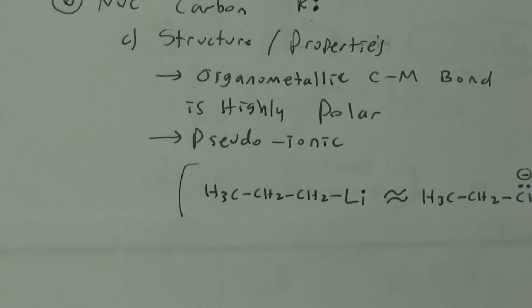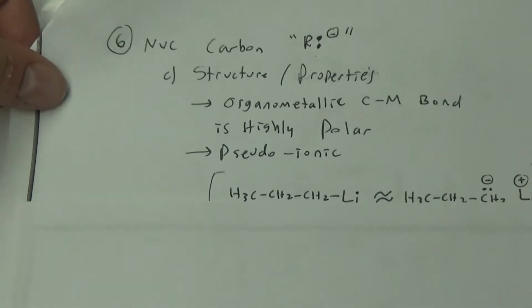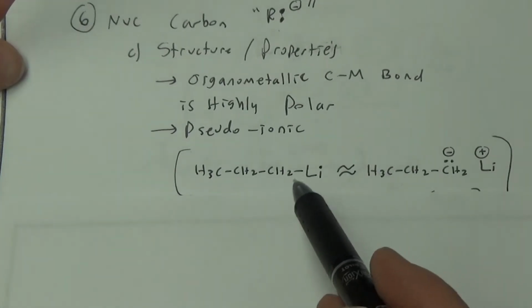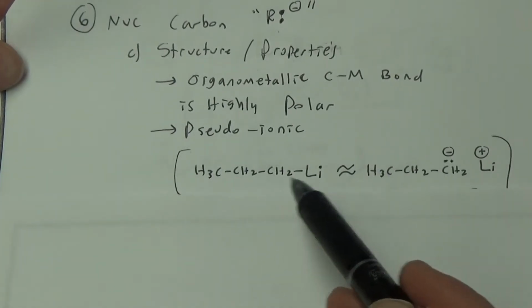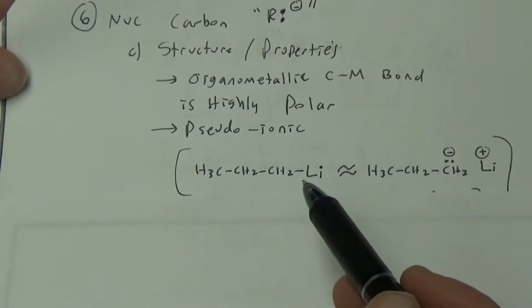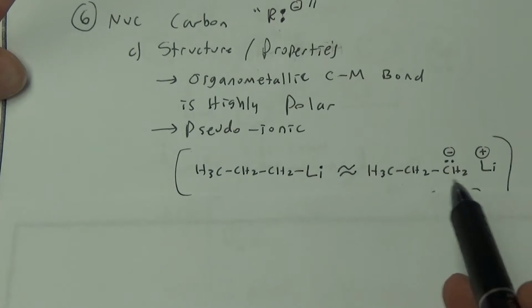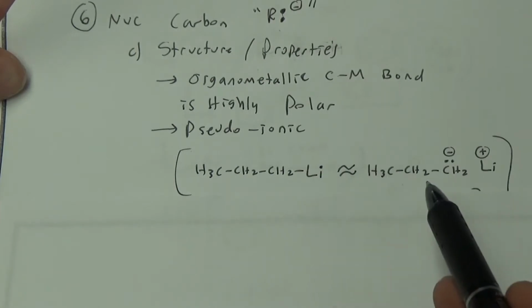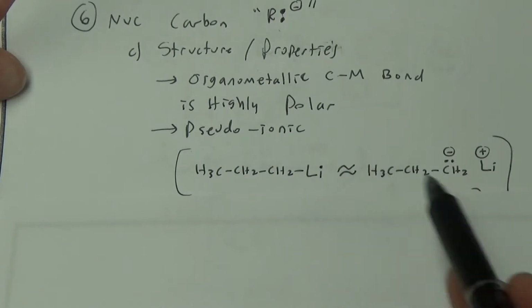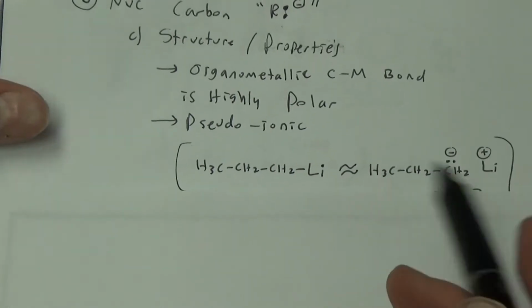Reviewing a couple ideas from before, one of the ways to do this is with lithium. These are called organolithium. Propyl lithium, 3 carbons and lithium. The structure is kind of semi-covalent and semi-ionic, so sometimes we draw it one way, sometimes the other. The reality is it's somewhere in the middle between these two extremes.